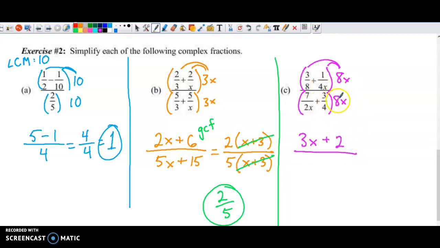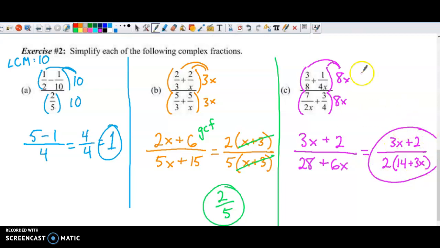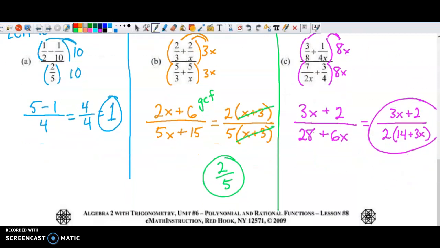Now, if you look at the next one, 8 divided by 2 is 4 times 7 is 28. And those x's cancel. 8 divided by 4 is 2 times that 3 would be 6x. And I don't think anything cancels, but you could greatest common factor in the denominator just to see. But yeah, I don't see anything to cancel out on that one. So hopefully I didn't make any mistakes there.